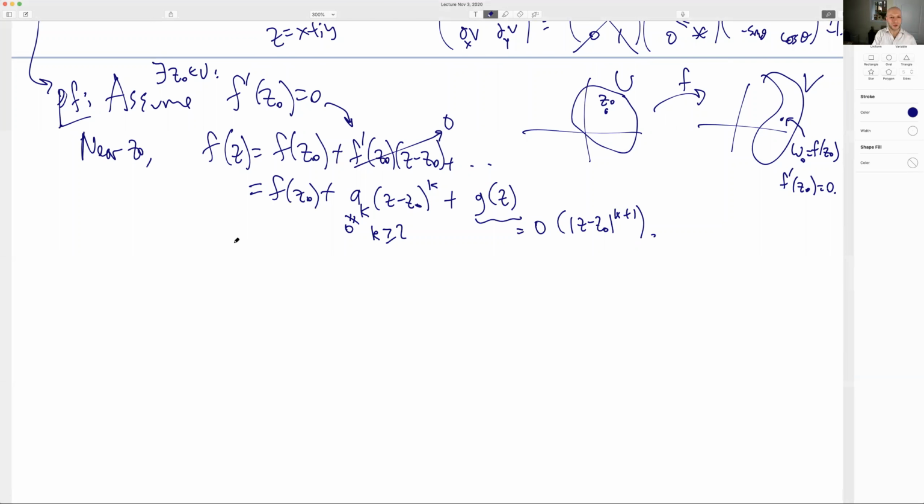And so now I want to look at the function. I want to know, am I one-to-one in a neighborhood of w0? So let's take w to be very close to w0. It doesn't really matter. Let's call it w. So for w near w0, let's look at the equation f of z minus w.